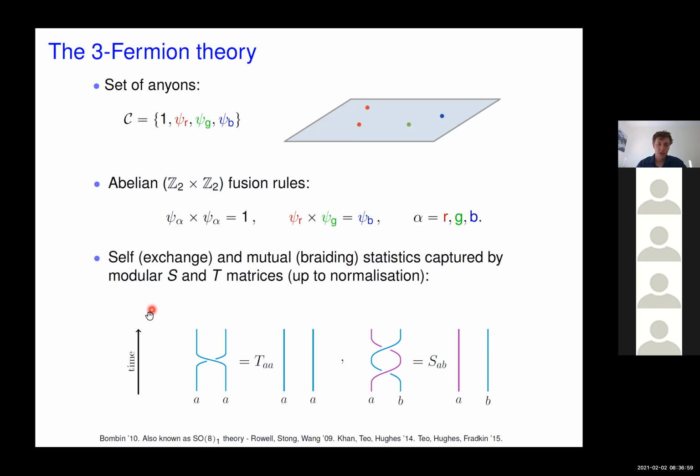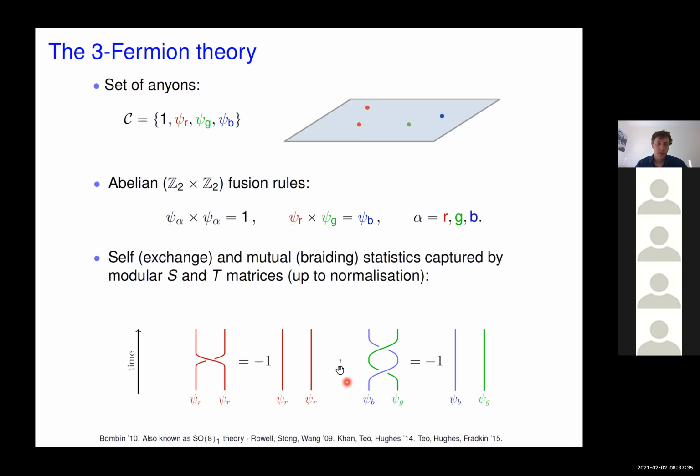Processes involving braids and exchange can be captured within 2 matrices known as the modular S and T matrices. As you can see from these diagrams here, in our simple abelian case, the modular T matrix is some diagonal matrix that captures the sign that arises when 2 like particles are exchanged. So time's moving upwards, and we can think about these particles as being exchanged. While the modular S matrix is a symmetric matrix that describes the phase that arises when a particle is braided around the other. Now, this is a bit of a simplification, but for our purposes, it's fine.